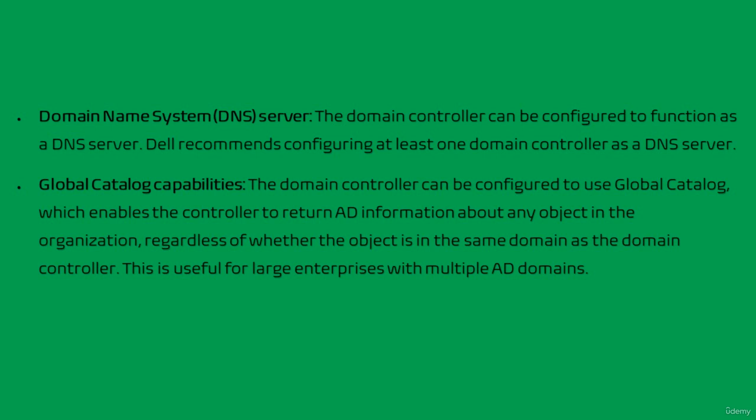Global catalog capabilities. The domain controller can be configured to use global catalog, which enables the controller to return AD information about any object in the organization, regardless of whether the object is in the same domain as the domain controller or not. Very useful for large enterprises with multiple AD domains.